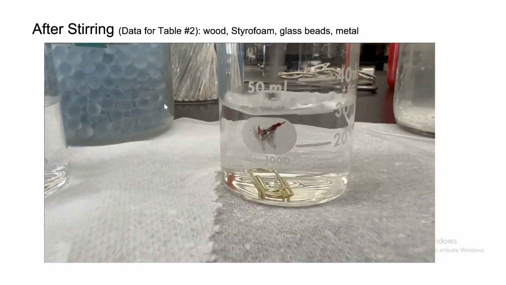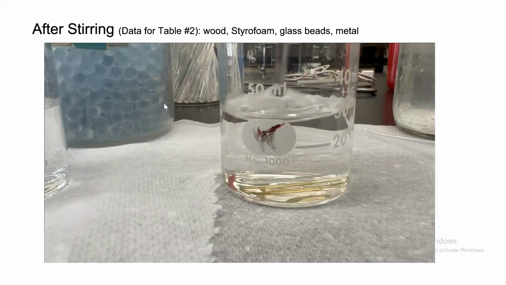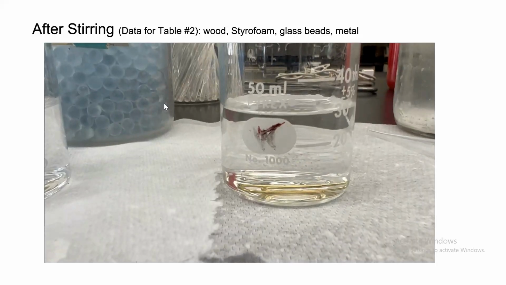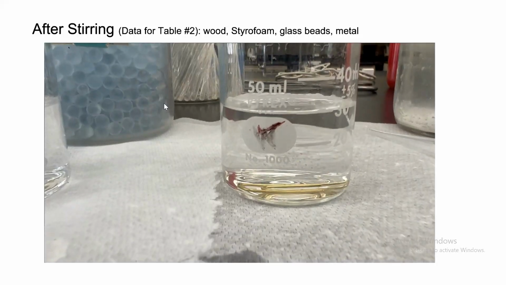How about the paper clip, the metal? No, it does not dissolve. So for the observation, you're going to write does not dissolve. And for all four, the conclusion would be that they are insoluble. Insoluble means they do not dissolve in water. All right, so fill in your table number 2.